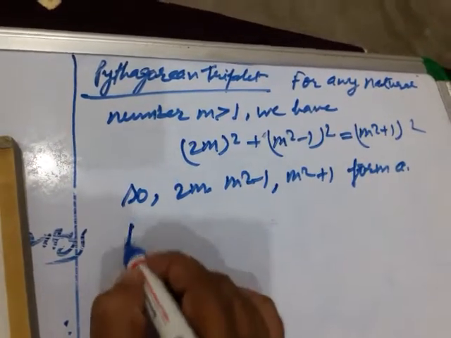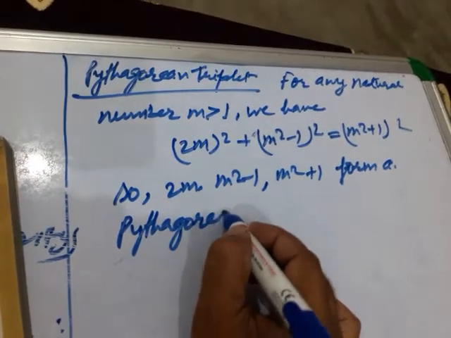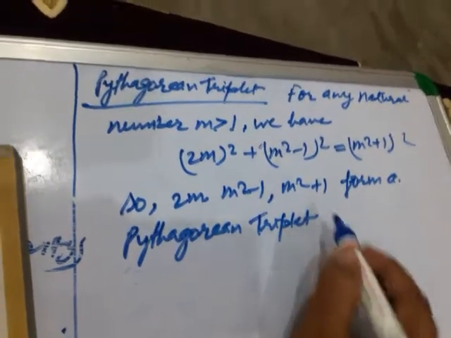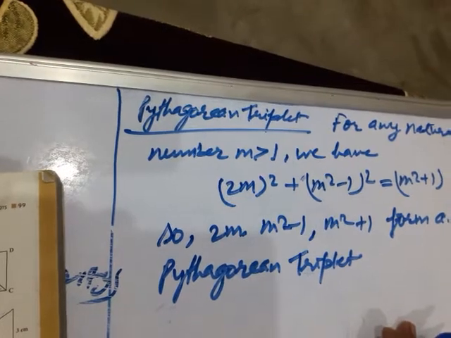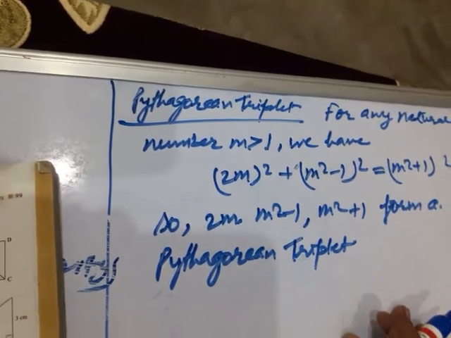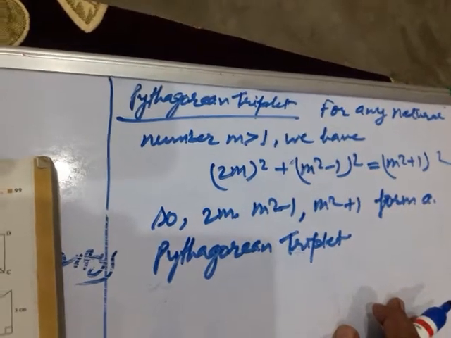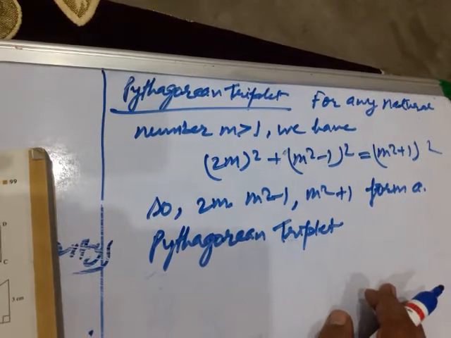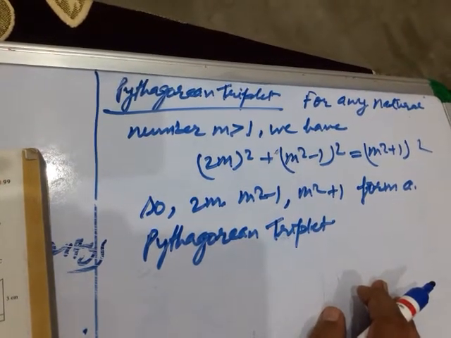Form a Pythagorean triplet. Okay children, this is the definition of Pythagorean triplet. For any natural number m greater than 1, we have (2m)^2 + (m^2 - 1)^2 = (m^2 + 1)^2. So 2m, m^2 - 1 and m^2 + 1 form a Pythagorean triplet.